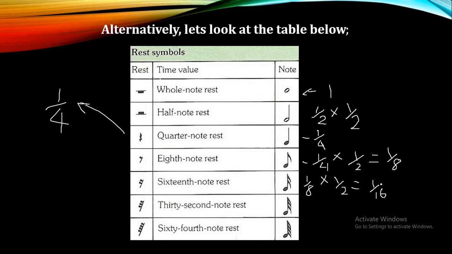So it's just a matter of bringing this in here and multiplying by a half each time. That is how they get the name 64th note rest. So this is the 64th note rest and this is the 64th note. The 32nd note rest, this is the 32nd note, and so forth and so on. So I hope, so let's move on.